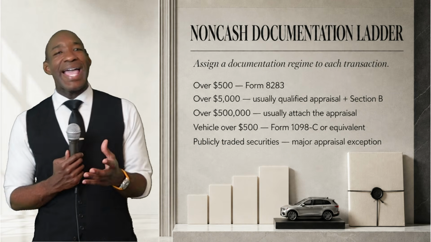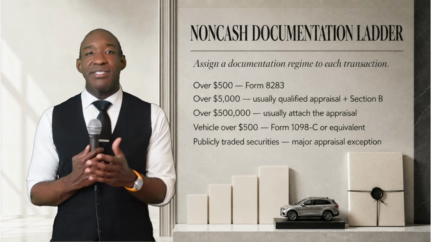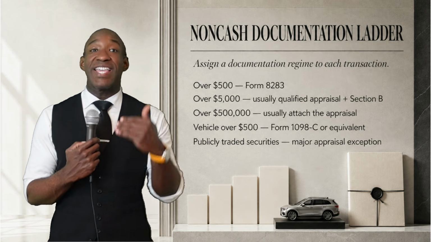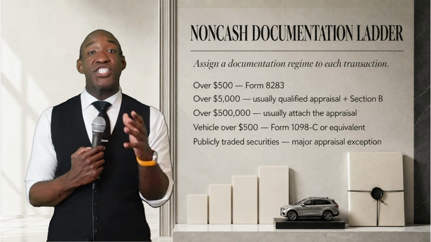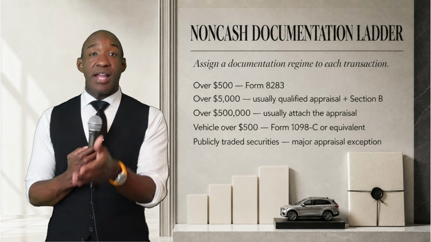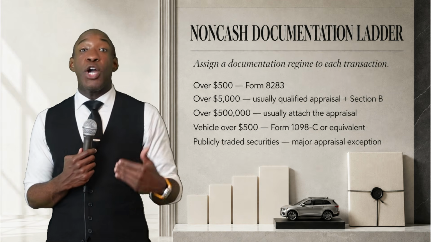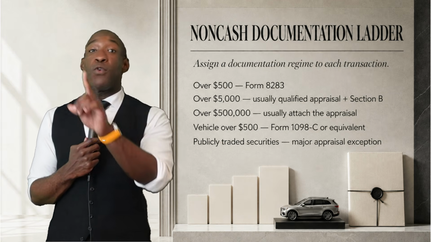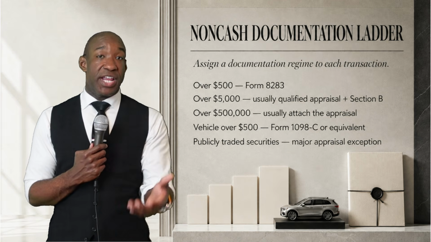Now, let us add non-cash property. If the total claimed deduction for non-cash contributions exceeds $500, the taxpayer generally must attach Form 8283, Non-Cash Charitable Contributions, to the return. For property over $500 but not over $5,000, the taxpayer generally completes Section A.